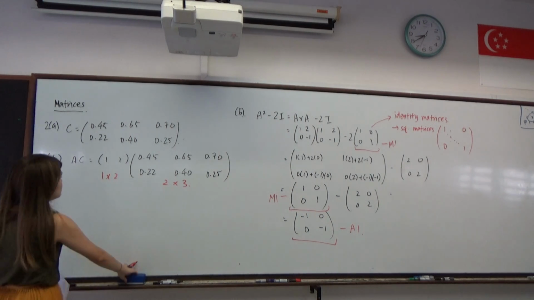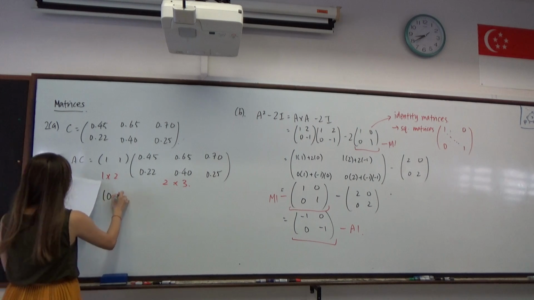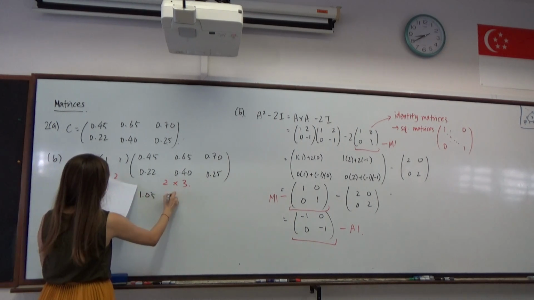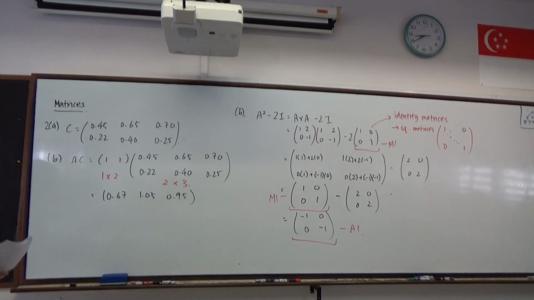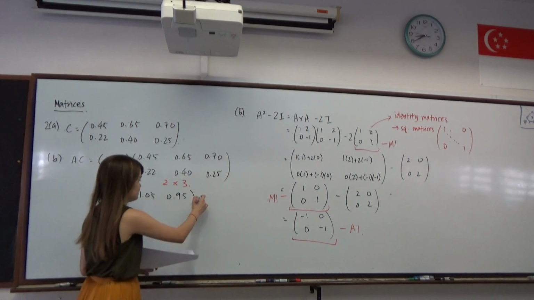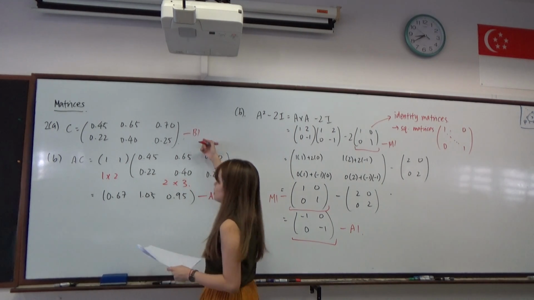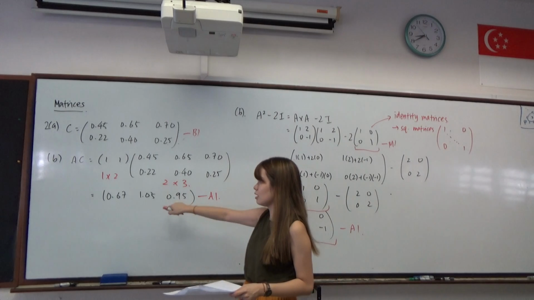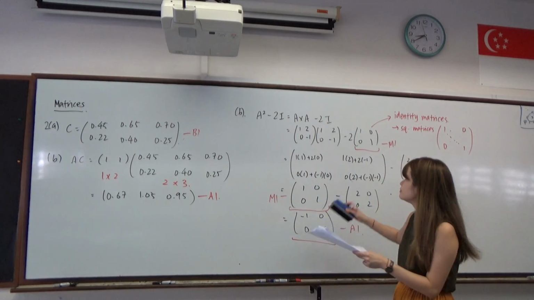So matrix multiplication. I will skip the working this time round. You would get this matrix after you multiply it correctly. So this is 1 mark. Then for part B, your matrix here is just 1 mark as well.